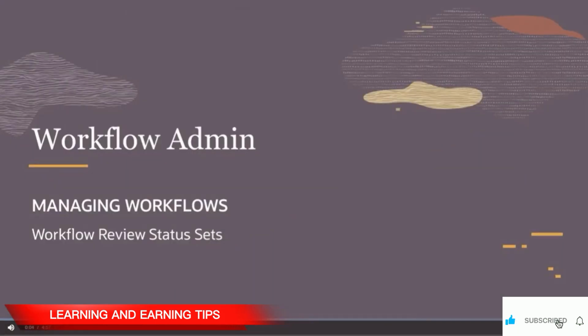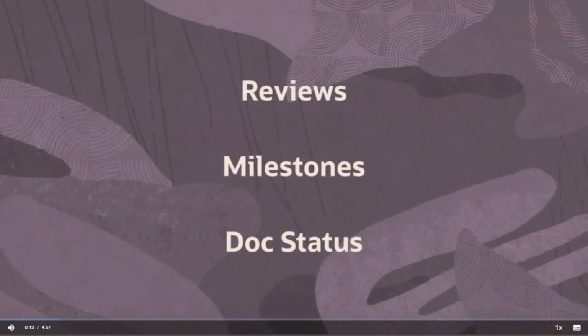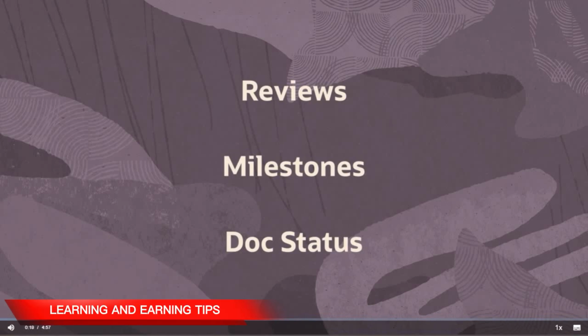Each workflow template requires a review status set. This defines what labels reviewers can assign as review outcomes. Those labels are worth thinking about because they affect how you process your documents, significant project milestones, and they might also impact the document status in the register.